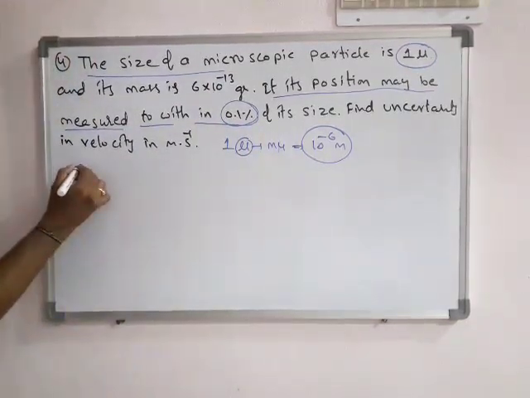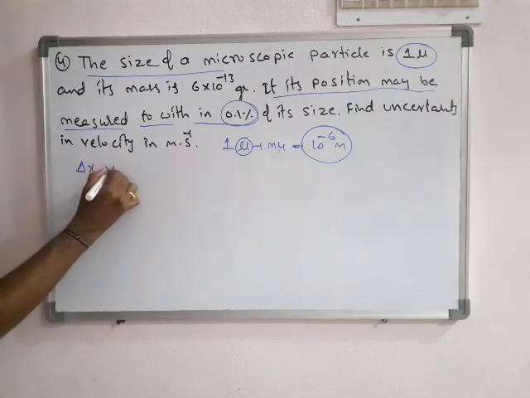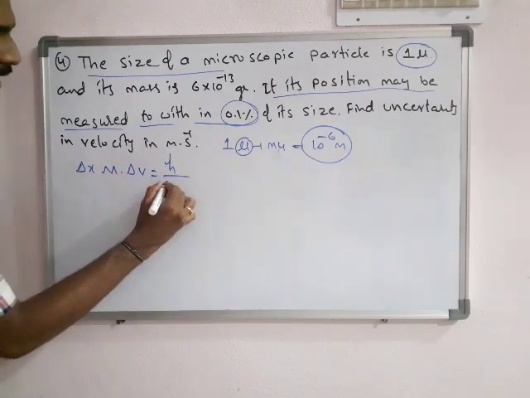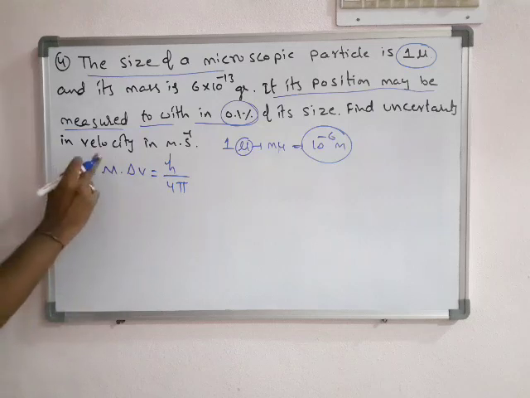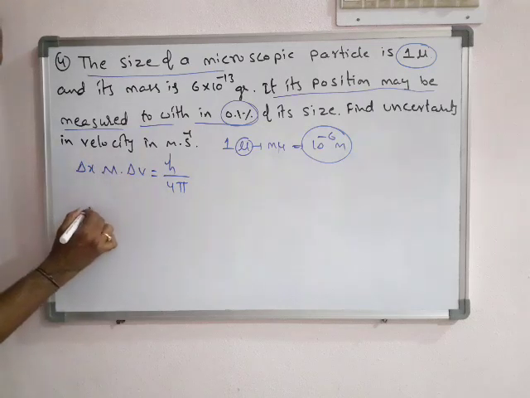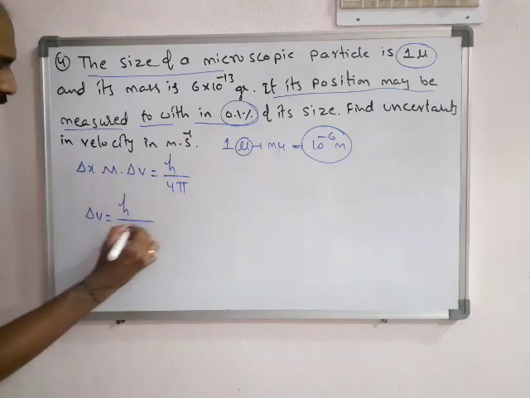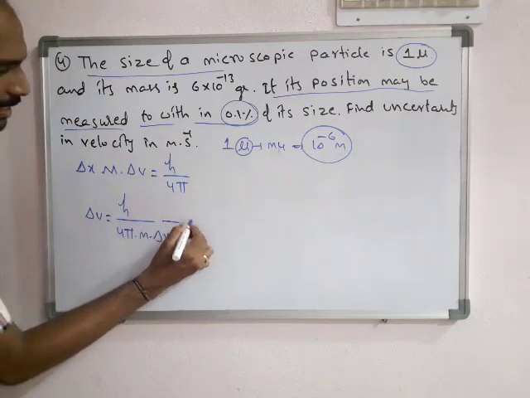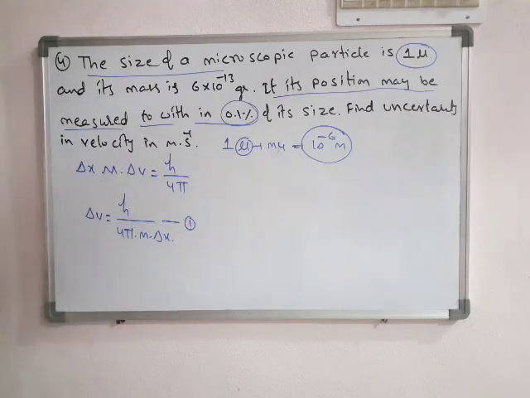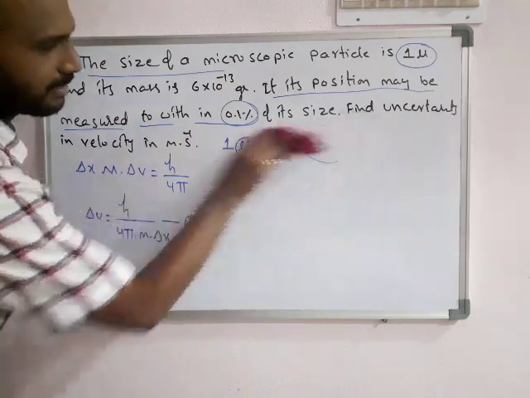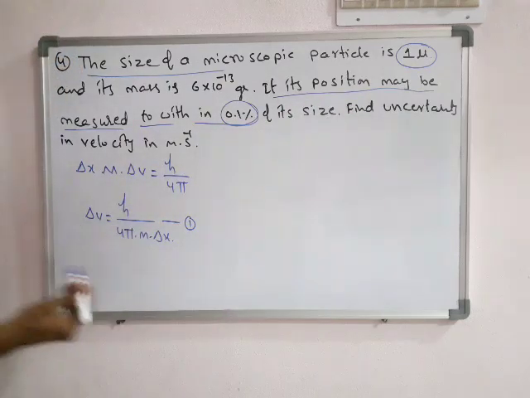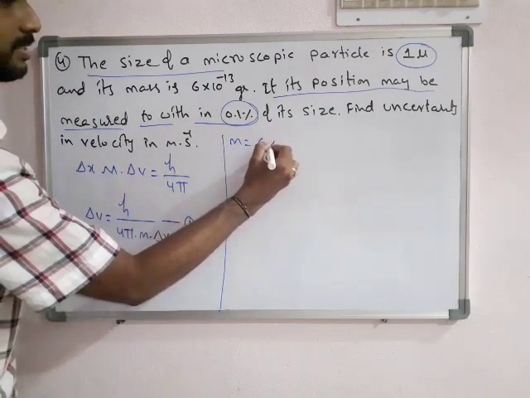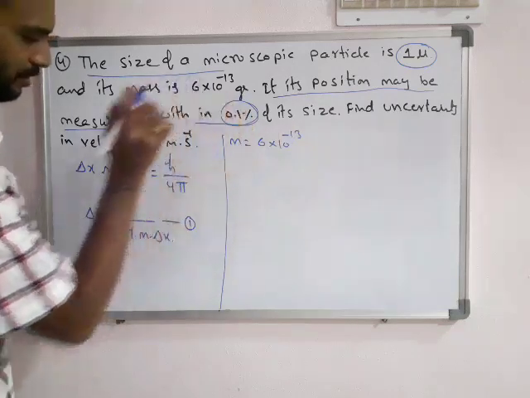So first we write the formula. Mass into velocity, h by 4 pi. Here we need to calculate the uncertain velocity. Delta v is equal to h by 4 pi mass into delta x. Say it is equation 1. Okay. So now we know that 1 micron means 10 power minus 6. We know what the mass is. Mass is given as 6 into 10 power minus 13 grams.